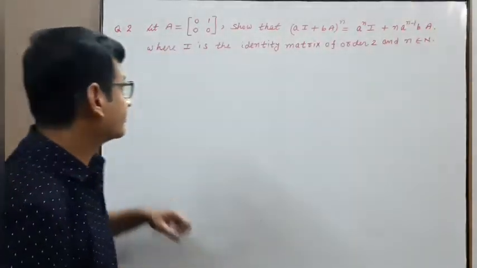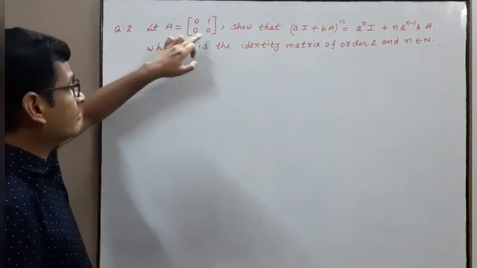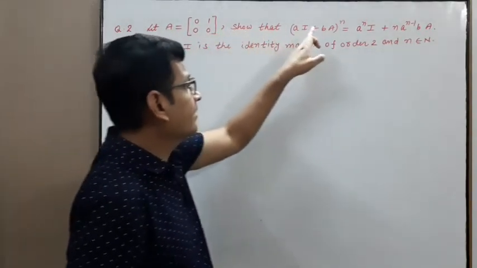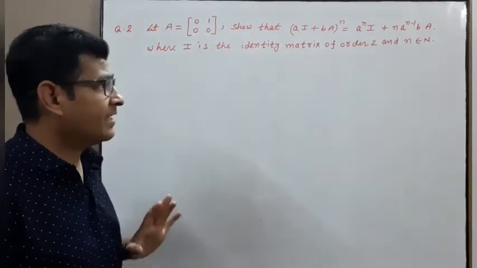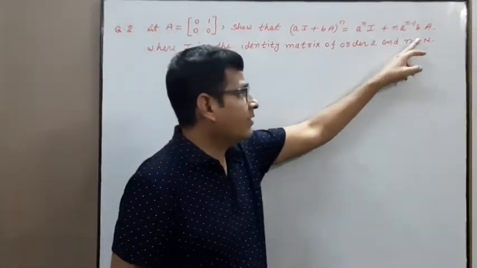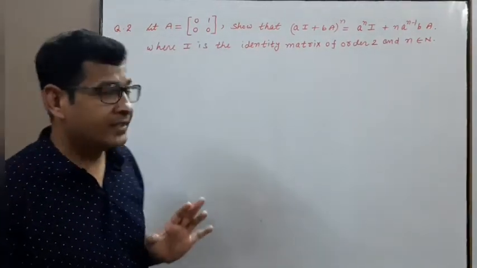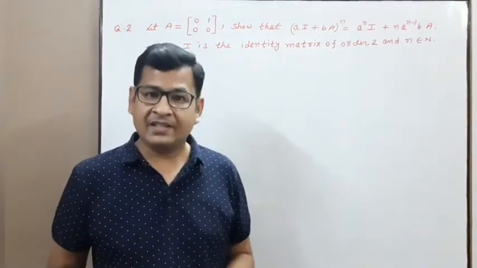Next problem. Let A equal to this, show that this equal to this, where I is the identity matrix of order 2 and n belongs to natural number. Again this question is based on the principle of mathematical induction.